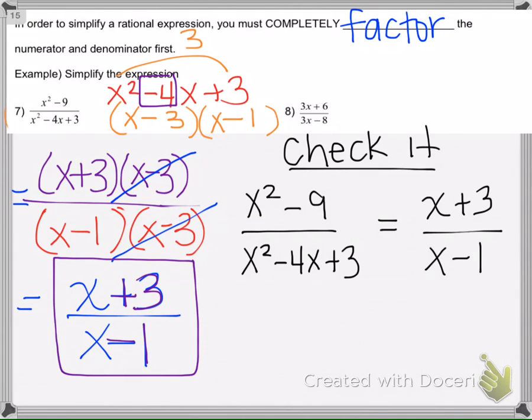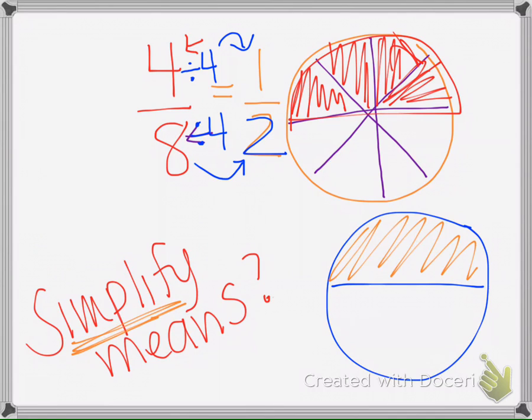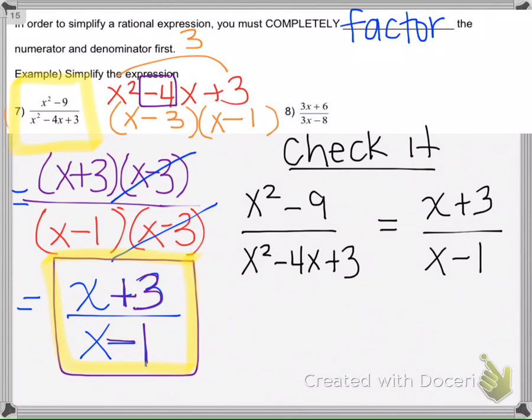Now I'm going to show you how you could check your answer. We're saying that this is the same thing as this, that it's just a simpler way of writing it. Just like we say that 4/8 is the same thing as 1/2, you could see they're exactly the same. So if I wanted to check this, I should be able to plug in whatever number I want for x. So I'm going to go with 2. And it should equal for both. So if I put a 2 here, here, here, here, and here, let's see if we get the same thing on both sides.